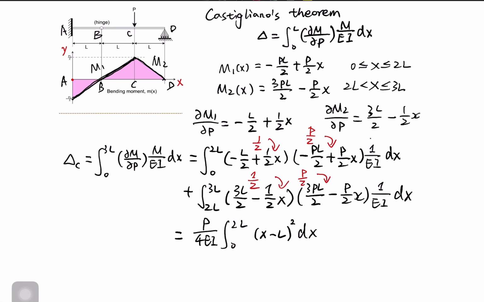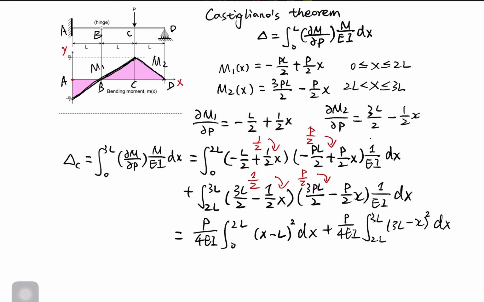Okay, take out these two, then we can write down the second integral, expressed by P over 4EI, from 2L to 3L. The first bracket is 3L minus x, the second is 3L minus x as well, times dx. Okay, so 3L minus x, so it's a square over here.